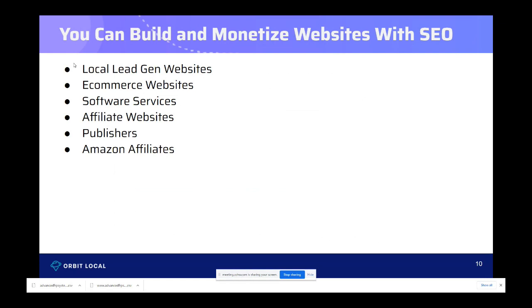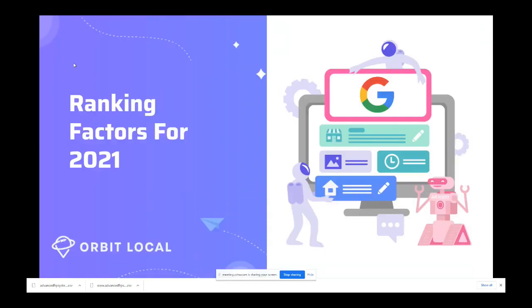And my approach has always been the same, which is to look at what Google's ranking and then figure out how you stack up against these 5 critical factors that we're going to be talking about. So let's just jump in right here. The ranking factors for 2021, right?